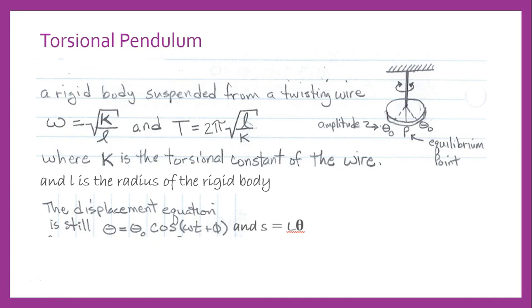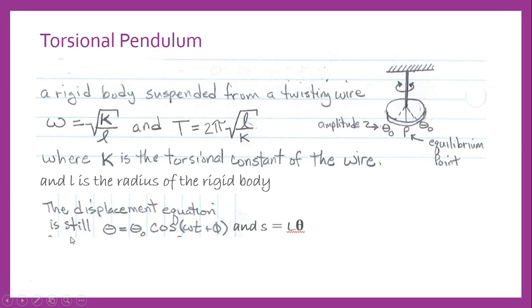These are our expressions for angular frequency and period. Notice there is a new constant in here, the Greek letter kappa, and that is the torsional constant of the wire. It's something that has to be determined experimentally, and it's similar to the spring constant of a regular spring. Also, we still have L in the equation, but L is the radius of the rigid body. It is not the length of the torsion wire.